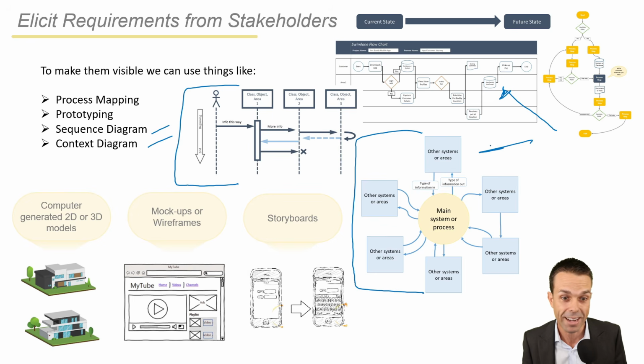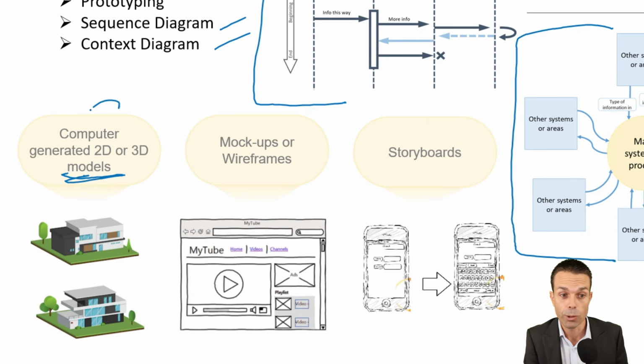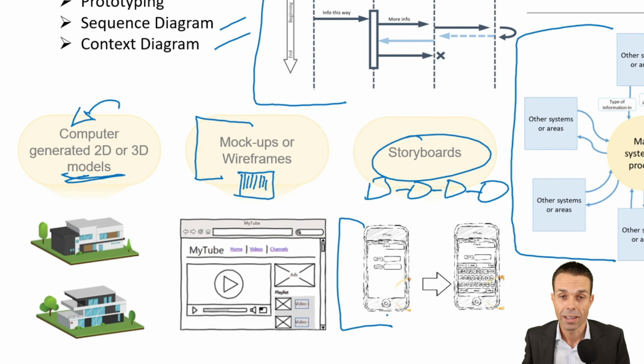We can also use 2D or 3D models, computer-generated models, mock-ups or wireframes, which are just simple drawings or ideas of what we're looking for, and storyboards, which actually flow in the same way as the system would, but it's just a mock-up or a drawing in itself. These are wonderful ways to make it visible for everyone.